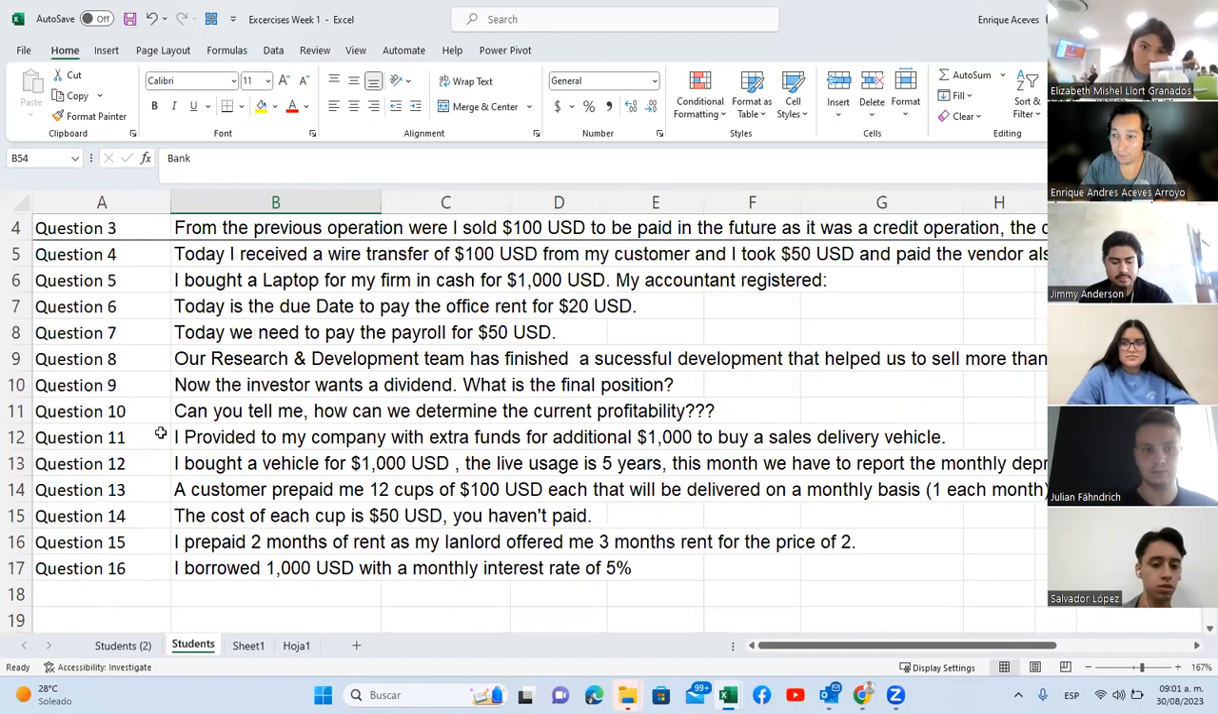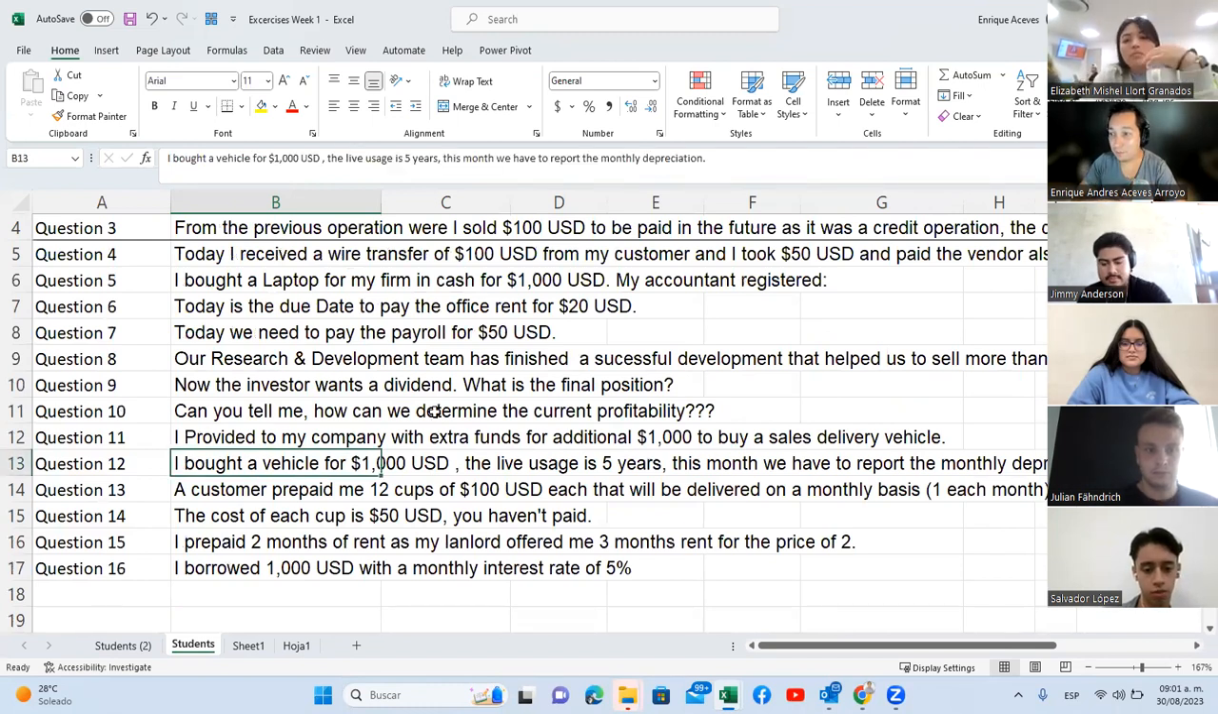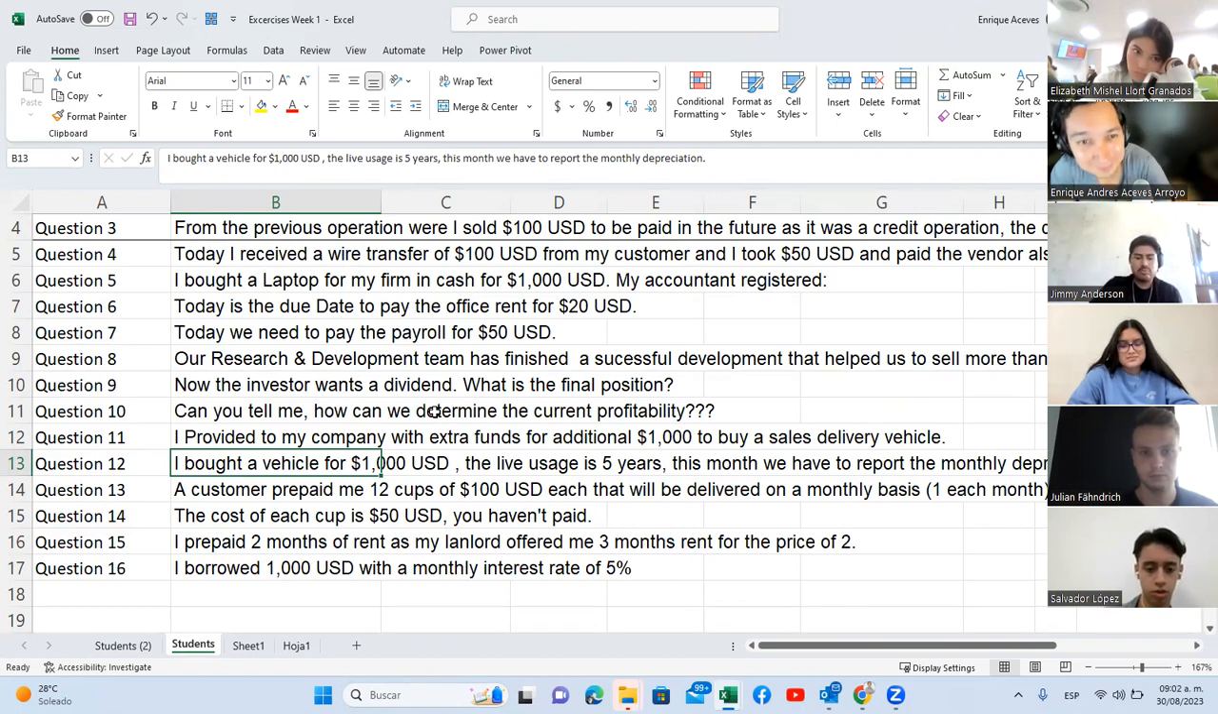Question 12. I bought a vehicle, $1,000. The useful life is 5 years. This month we have the report, to report the monthly depreciation. Who's going to go? The ones with the turned off camera, guys.